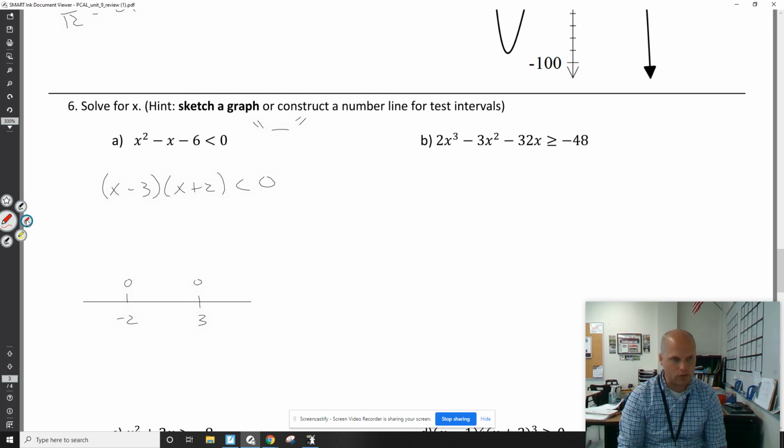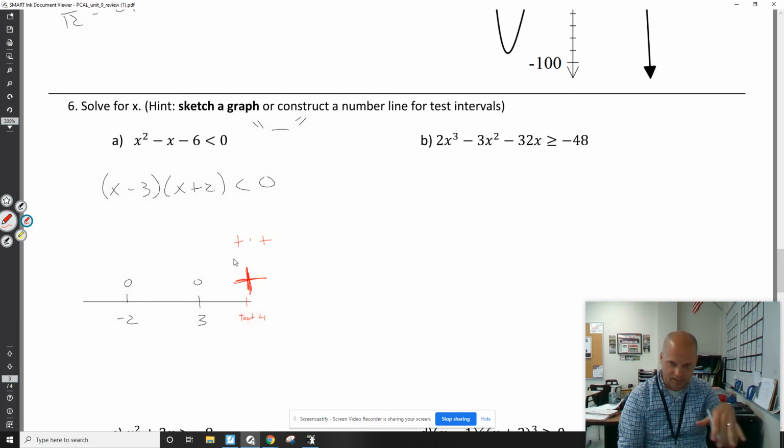What I like to do is use a test point, and I like to start all the way on the right. It's because usually it's easiest to find the sign. I don't care what the value is. I just care about the sign. If I plugged in 4, 4 minus 3 is a positive. 4 plus 2 is a positive. A positive times a positive, I know, is a positive. I know for a fact that all the values are going to be positive.